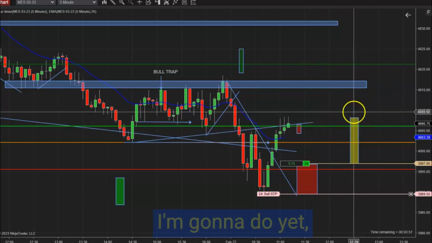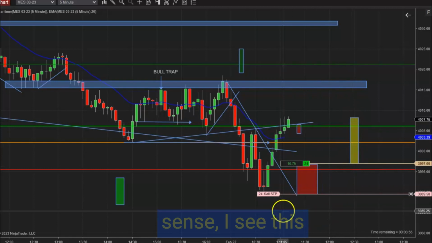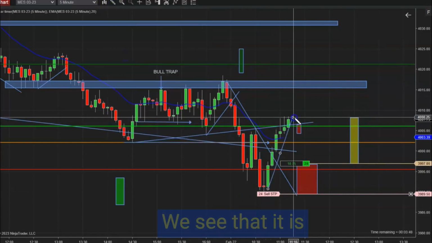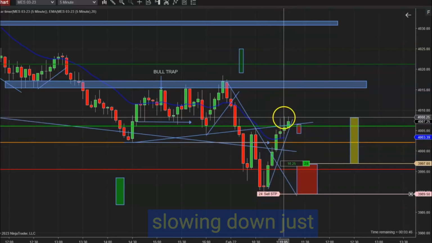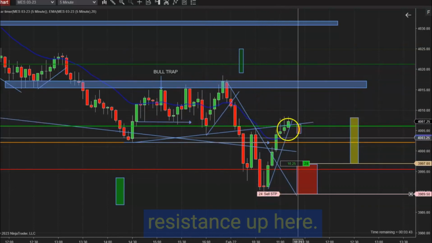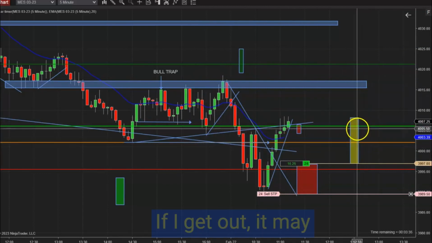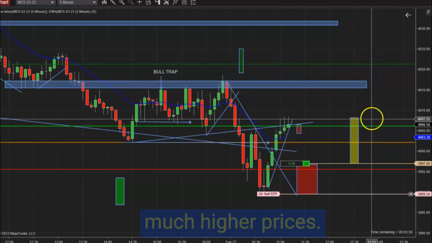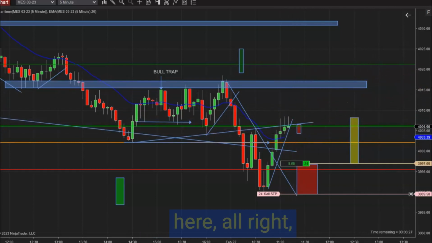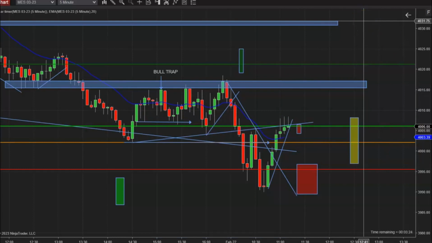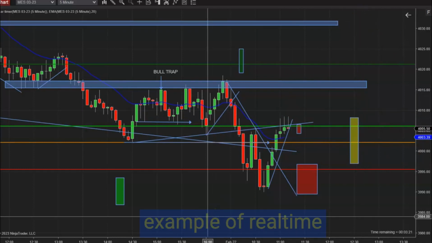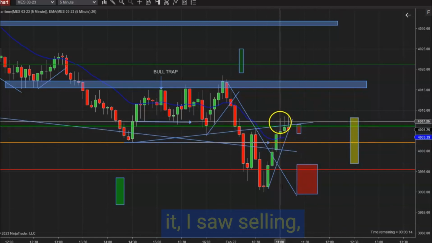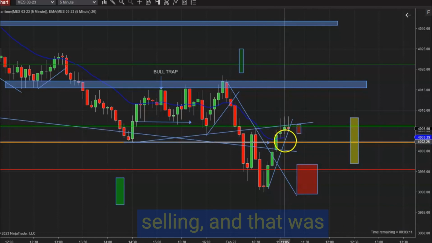I'm not sure what I'm going to do yet because in one sense, I see this tight bull channel, right? It is slowing down just by price action. There's a lot of resistance up here. If I get out, it may be hard for me to get back in. If they just keep buying, then I have to buy much higher prices. But I'm seeing here, all right, so I just got out. That's an example of real time how I got out. As I was talking through it, I saw selling, and that was enough for me.